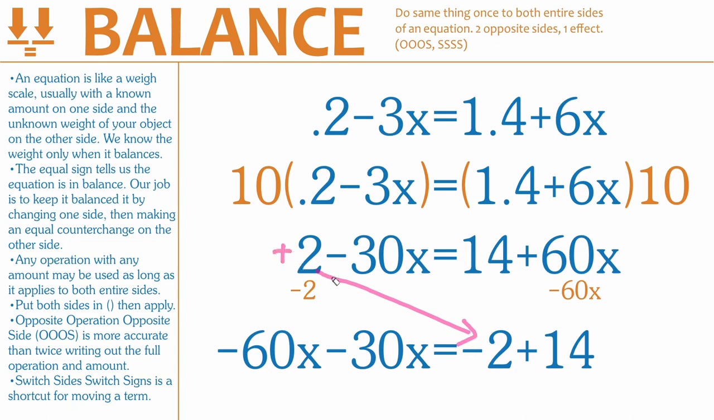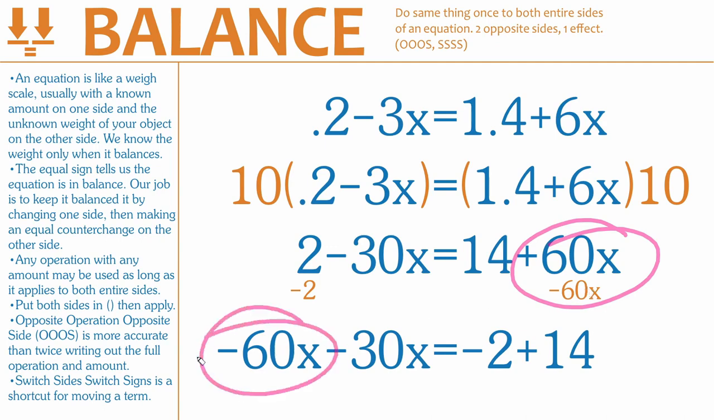I'm adding 2 on the left. Now I'm subtracting 2 on the right. I've also subtracted 2 on the left because notice it disappears. You don't see the 2 over here. The same thing is going to happen with the 60x. It's going to disappear from the right, which means I have invisibly subtracted 60x. And now subtracting 60x shows up on the other side. Opposite operation, opposite sides, switch signs. It's all part of balance.